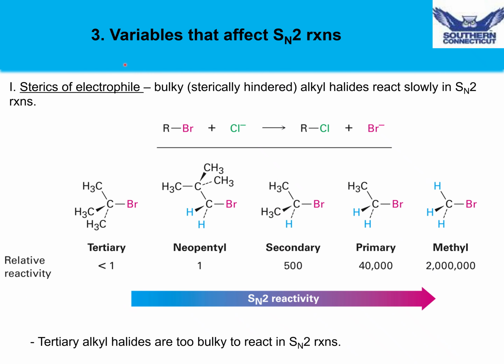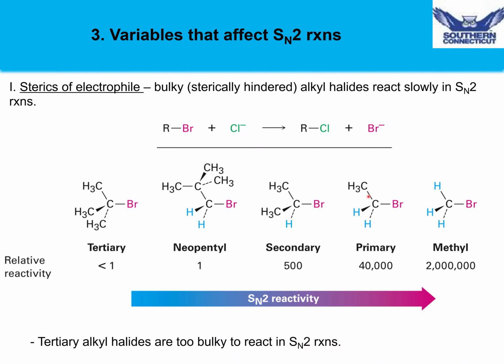In the SN2 reaction, there are many variables that would affect the rate of the reaction. One of them is the sterics of the electrophile. Generally, the more bulky or sterically hindered the alkyl halide is, the slower the SN2 reaction. For that reason, tertiary alkyl halides are generally considered unreactive in SN2 reactions. Secondary alkyl halides, which are shown here, are a little bit slower, but they do react in the SN2.